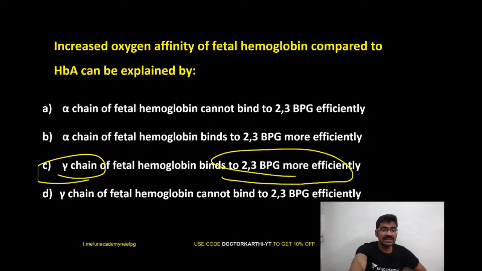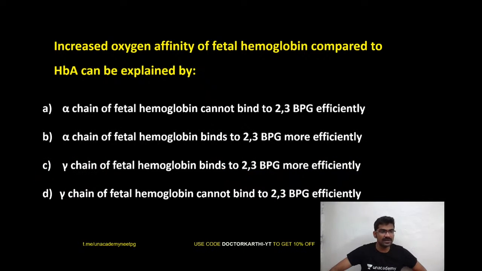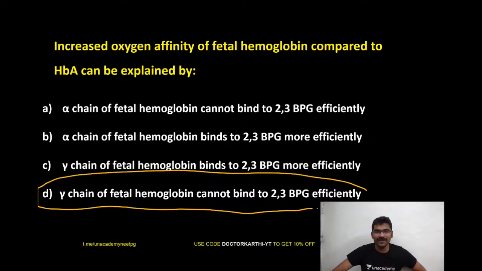Okay, the answer is good that someone noticed. So the answer is what? Answer is option D. The gamma chain of fetal hemoglobin cannot bind. So that is the reason. Tipan, you told option C. So the answer is option D. The gamma chain cannot bind.